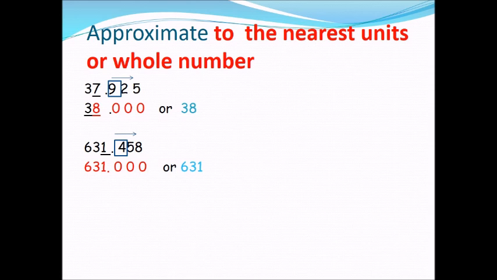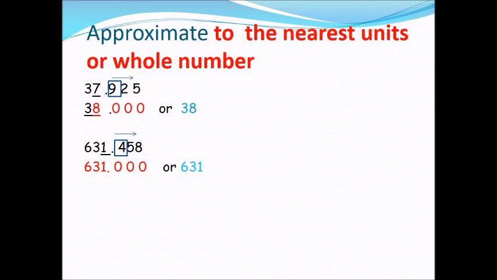The second example, 631.458. The first thing is underline the unit digit. The unit digit here is 1. I will look to the next door from the right side. The next door beside the 1 is the tenths. The tenths here is 4. When I circle the 4, I will put 0 above it, and any number from the right side starting from 4 will be 0.